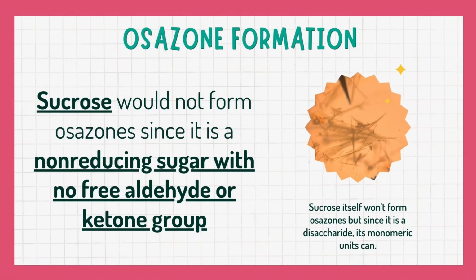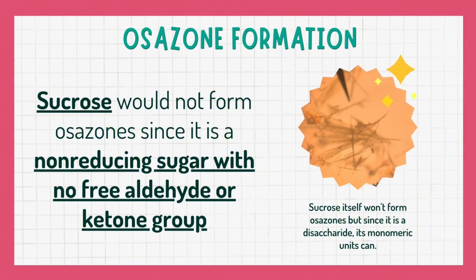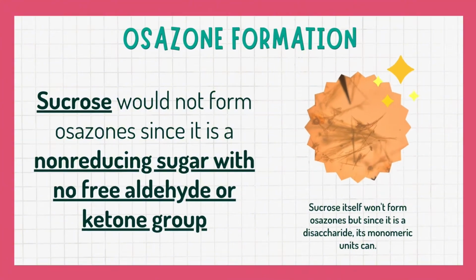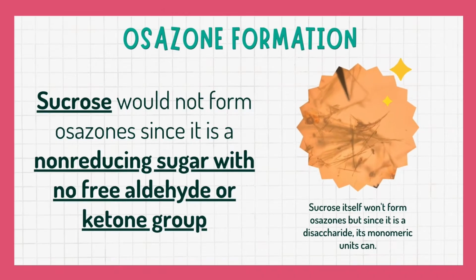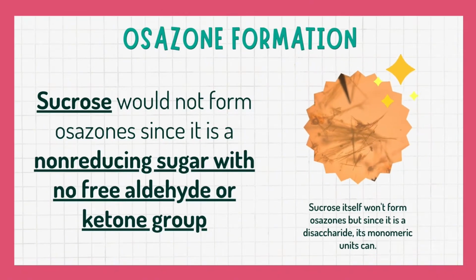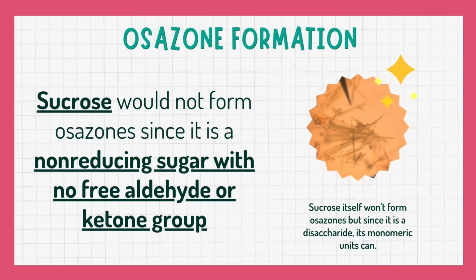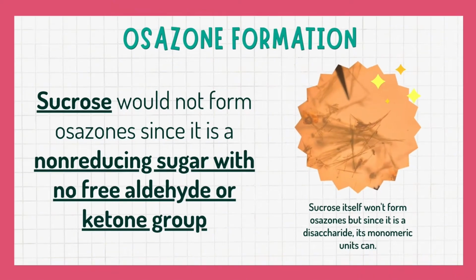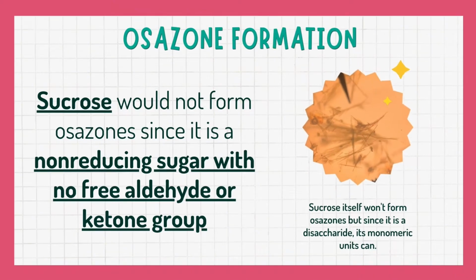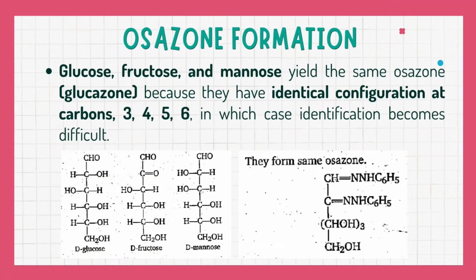This is because sucrose is a non-reducing sugar, with no free aldehyde or ketone group. As previously mentioned, osazones only occur in those sugars that are reducing and have a free aldehyde or ketone group. So why is there a picture here of sucrose with osazones? Sucrose itself won't form osazones, but its monomeric units, glucose and fructose, can. Remember that glucose and fructose form similar osazones, right?